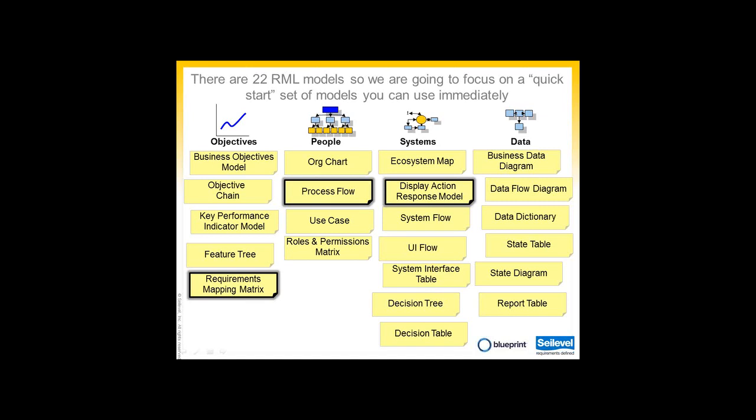I'm also going to show you the display action response model, which is all about modeling user interface requirements, right? So not just a screenshot, but we have a little bit more information we want to capture about those user interfaces. And then our requirements mapping matrix, which is going to tie everything together.